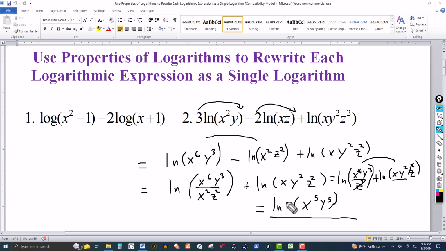So the single expression for this one then, for number 2, is natural log of x to the 5th, y to the 5th.